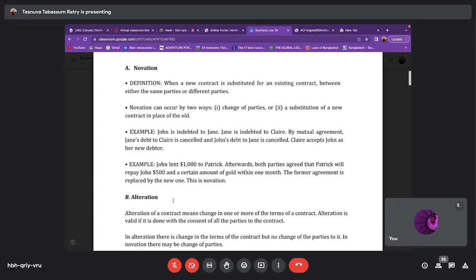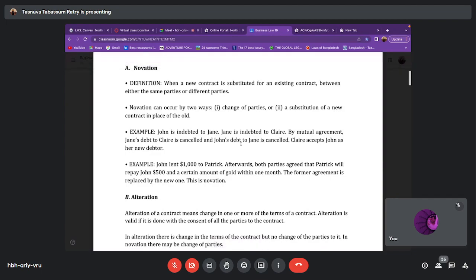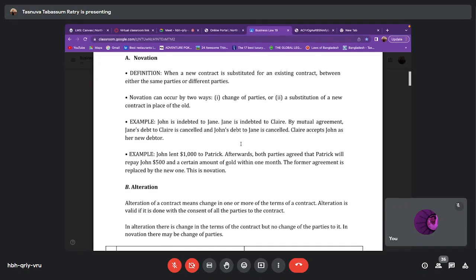So in both situations, novation can occur whenever there is a change in parties of the contract or whenever a new contract has been substituted for an old contract. In both situations, we can say that a novation has taken place. So when does novation happen? When a contract is being terminated, either where there is a change of parties or when a new contract is substituted for an existing contract. So that is the first method of termination by mutual agreement.